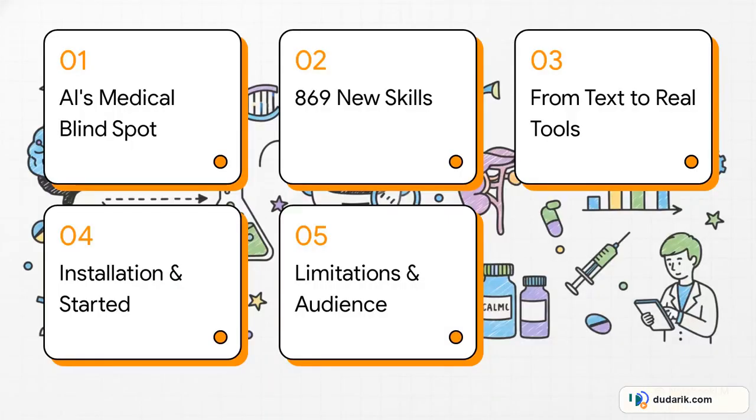Okay, so here's our game plan. First, we're going to talk about AI's big medical blind spot. Then we'll introduce the 869 new skills that totally fix it. We'll get to see the powerful difference these skills make in action, walk through a super quick installation, and then wrap up by talking about the limitations and who this is really for.